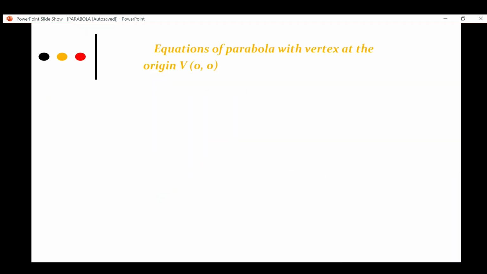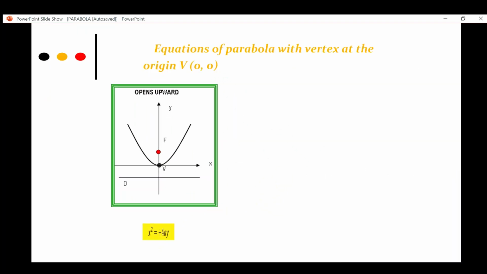To summarize, class, we have four equations of parabola having vertex at (0, 0). The first one is the parabola that opens upward. So the equation is x squared equals 4ay.